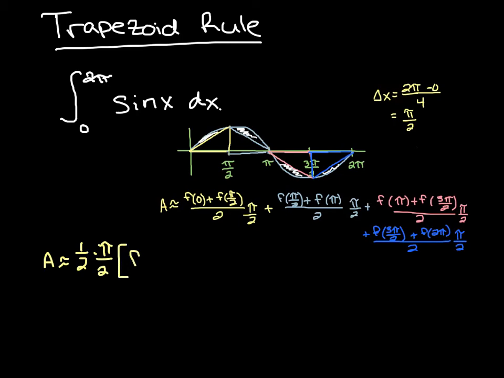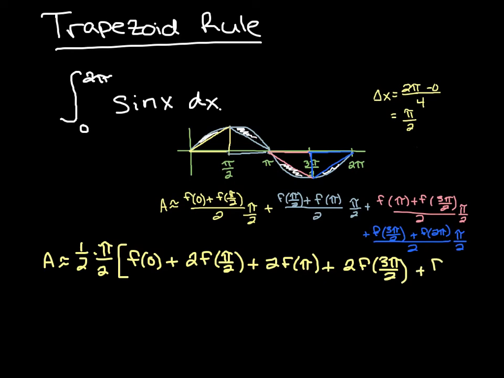So we have f of 0 plus f of pi over 2 plus another f of pi over 2. Okay, so that's 2 f of pi over 2, plus f of pi plus another f of pi, so that's 2 f of pi, plus f of 3 pi over 2, plus another, so 2 f of 3 pi over 2, and then just 1 f of 2 pi.